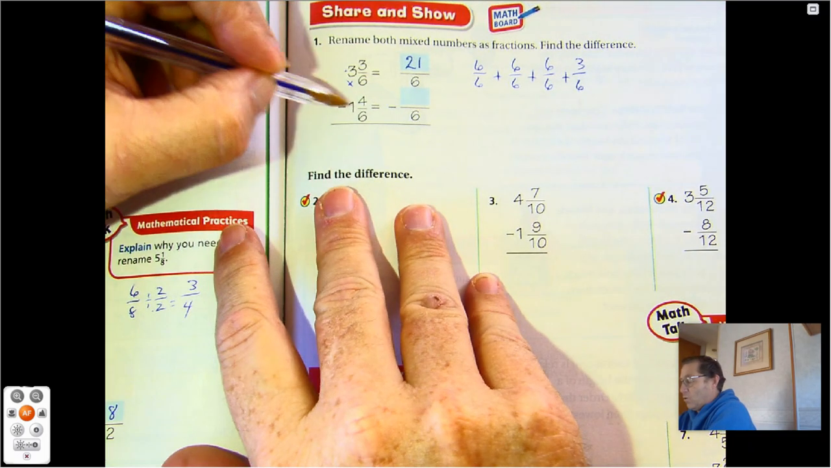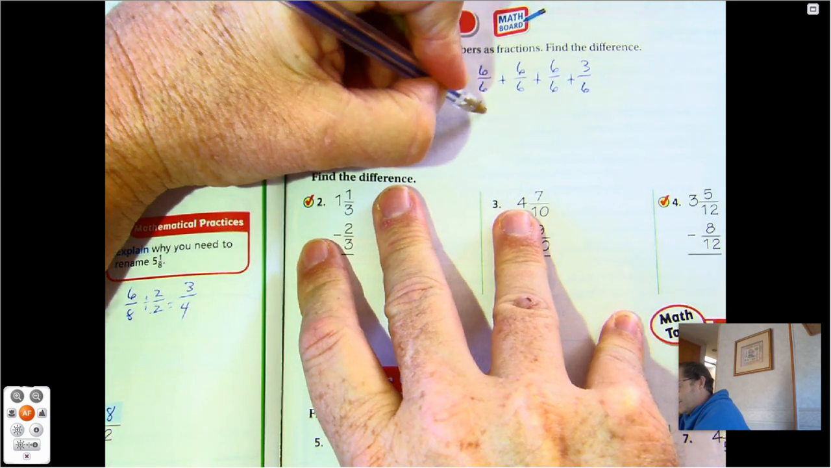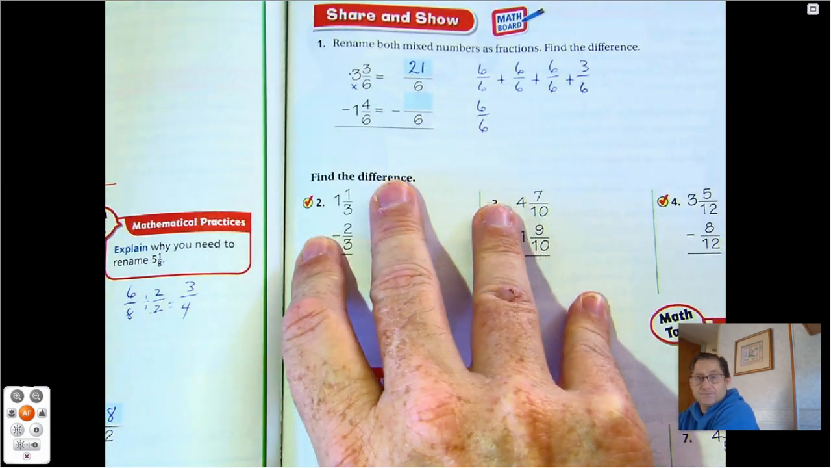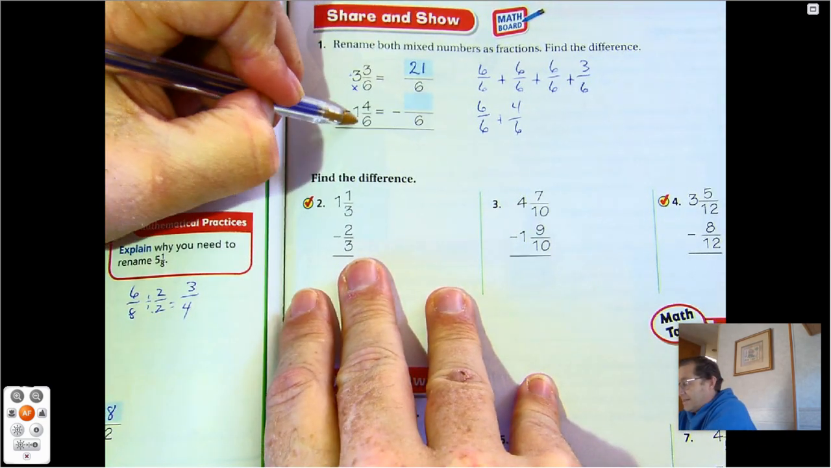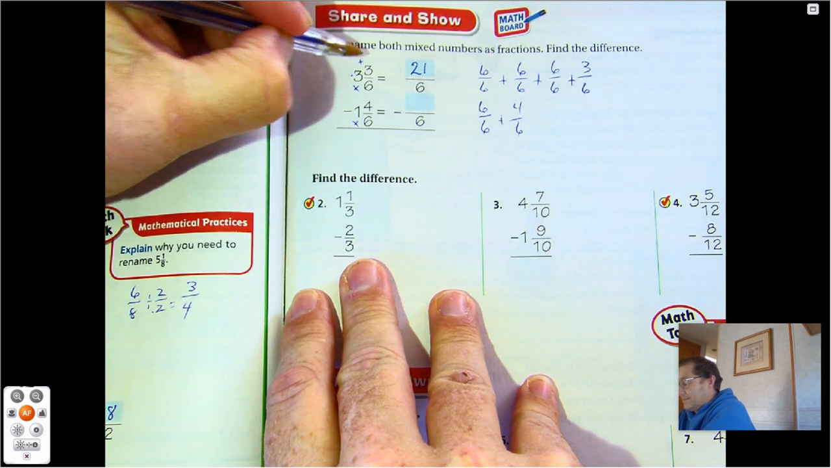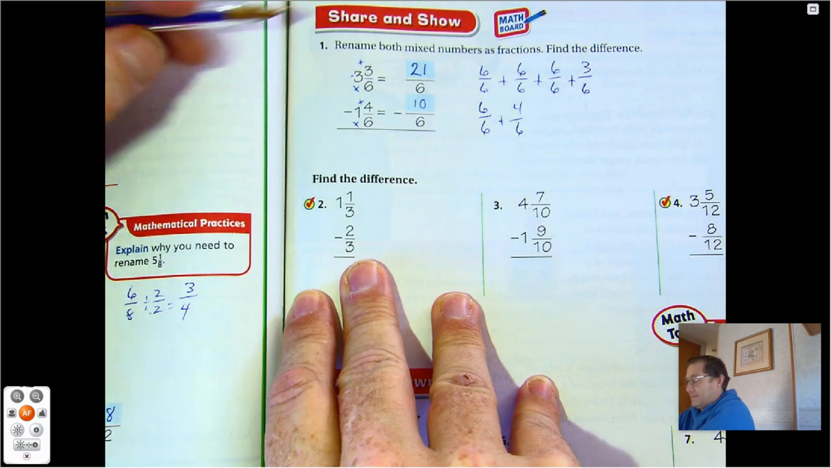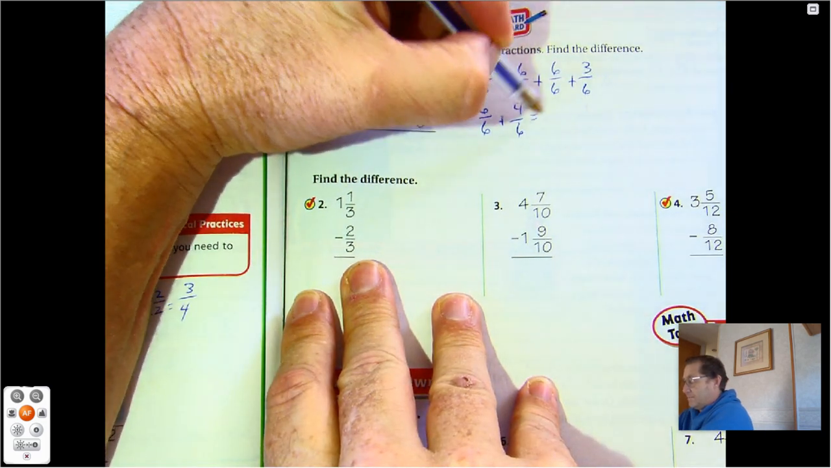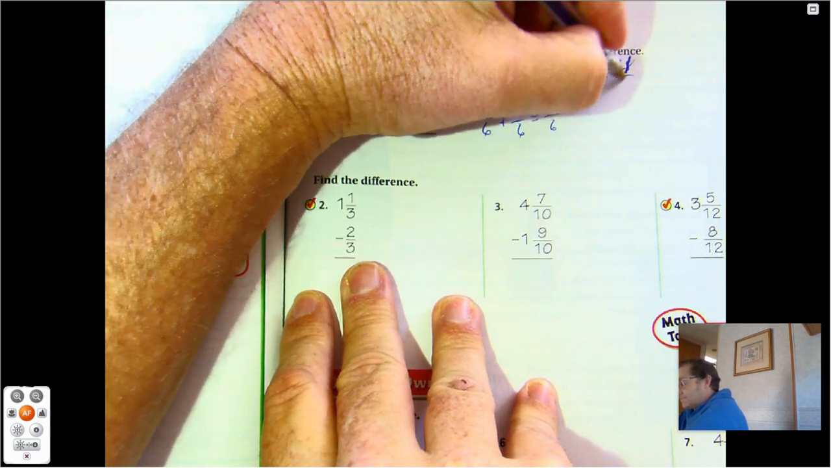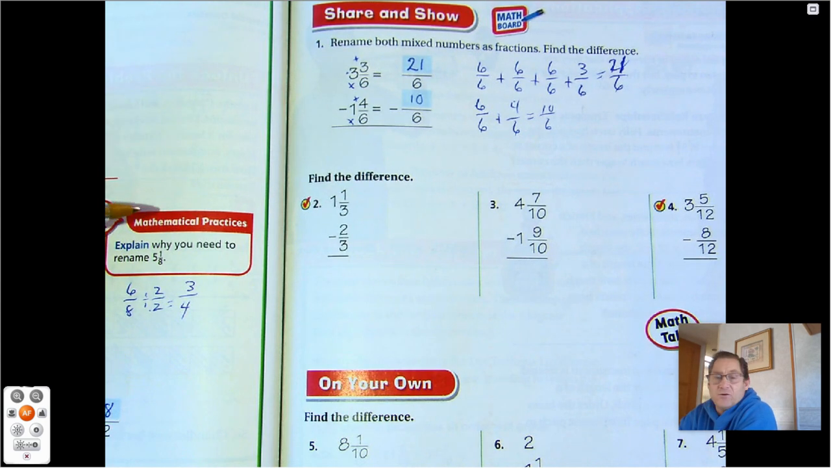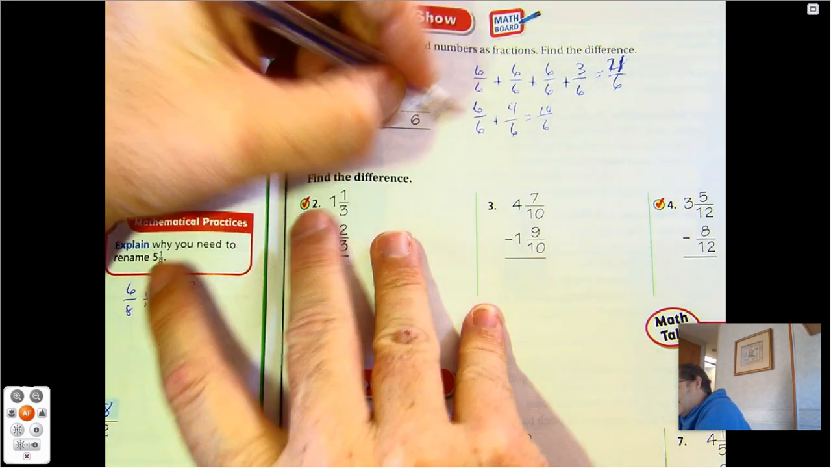Take away 1 and 4/6. So this time the 1 I'm going to rename as 6/6 plus 4/6. So 6 times 1 is 6, plus 4 is 10. Is that true? Yes, 6 plus 4 is 10/6. So 21/6 take away 10/6. 21 take away 10 is 11/6.